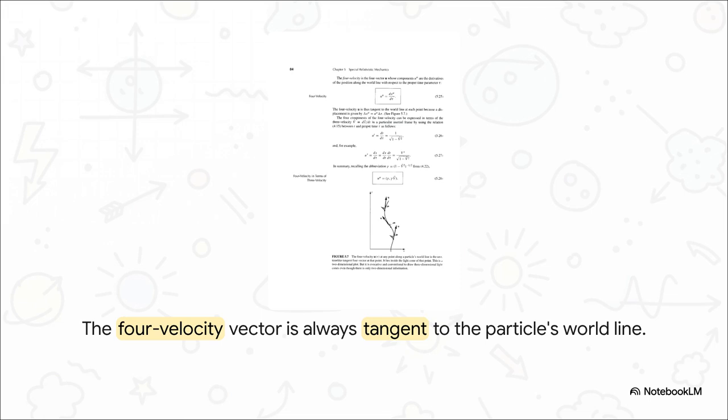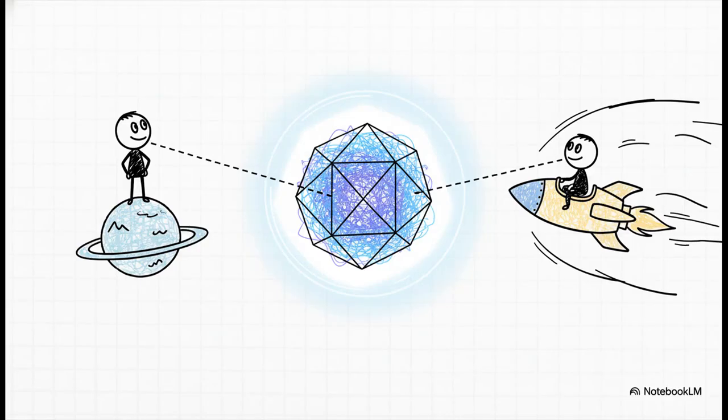Imagine that world line again. At any single point on that line, the four velocity arrow is perfectly tangent to it. It's just kissing the curve, showing you the exact direction you're heading through space-time at that precise moment. Okay, so we have a new way to describe motion.